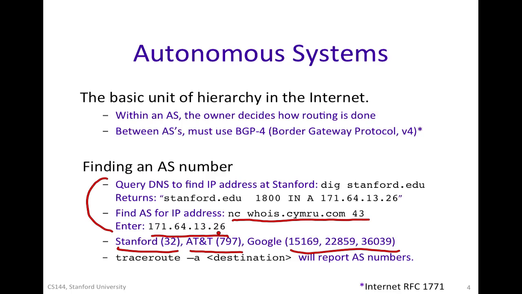So if you wanted to find the AS number for Stanford, you would first do a DNS lookup for stanford.edu, and find in its A record the primary address. Then you can find the autonomous system for that particular IP address by entering it here, and then that will return AS32. Let me show you a couple of examples of those right now.